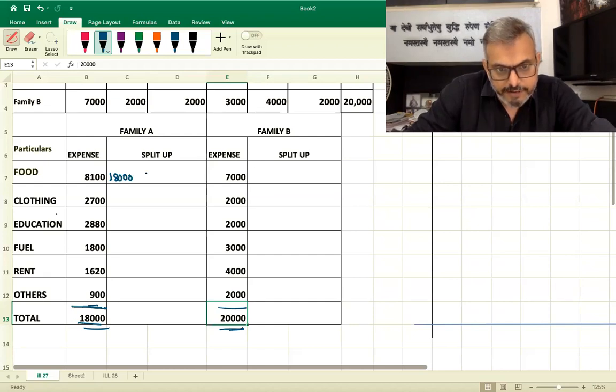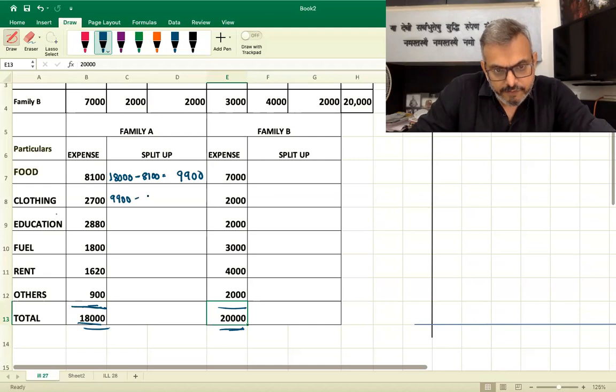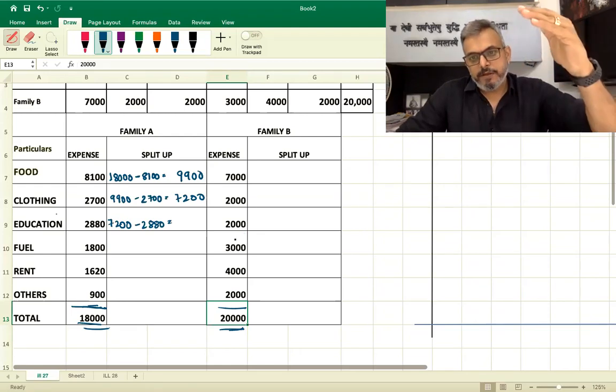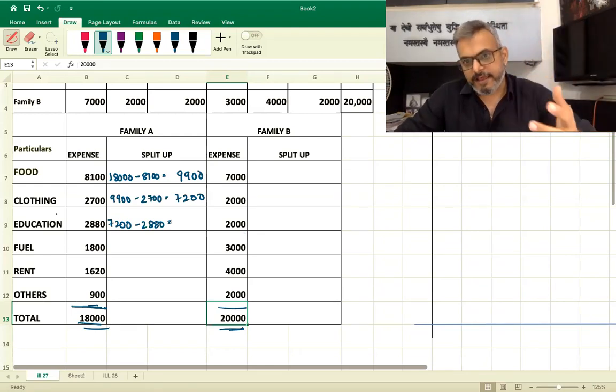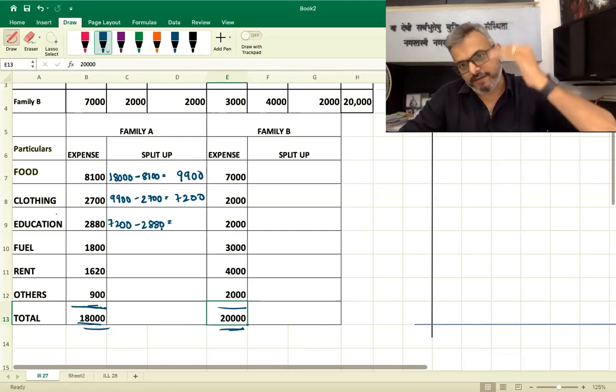18,000 minus 8,100 will be your split up. So that comes to 9,900. Then 9,900 minus 2,700, which comes to 7,200. Then 7,200 minus 2,880. If you remember, it is just like the cumulative frequency we used to do, only we are doing it in a different way. We start with the total and we start subtracting.